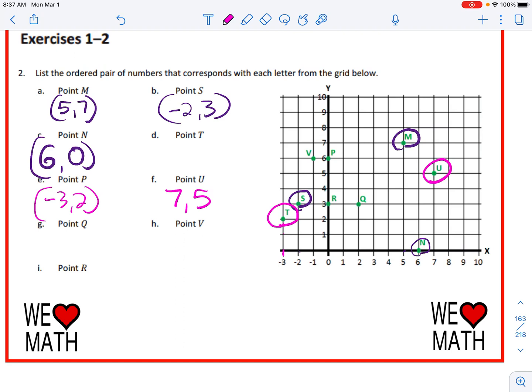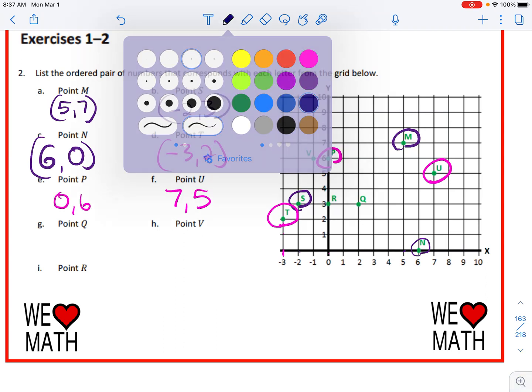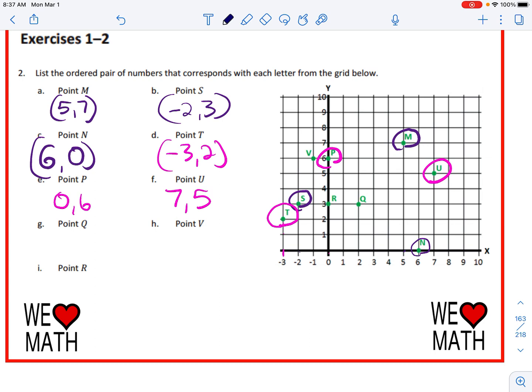Oh, geez, guys, I wrote point T in the wrong place. It's -3 and 2, so I skipped point P. Point P is right here. We're at 0 and then up to 6, so it's 0 and 6. Sorry about that. Now we're at point Q. Point Q is right here. We're over 2, up 3. The X is 2, the Y is 3, and that's how we write it.